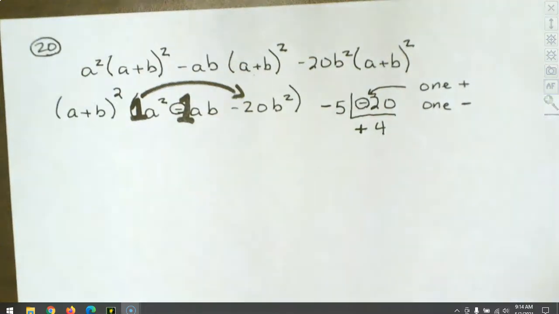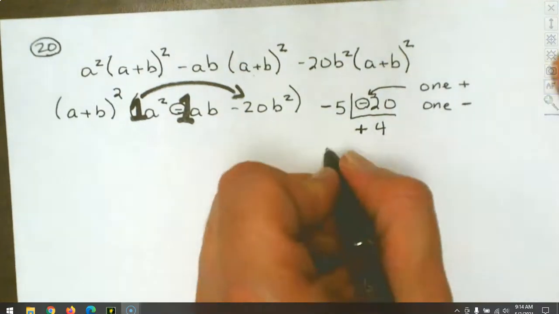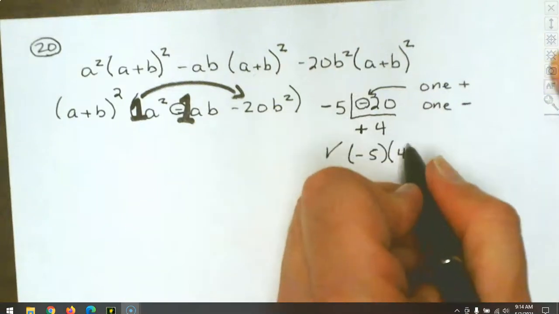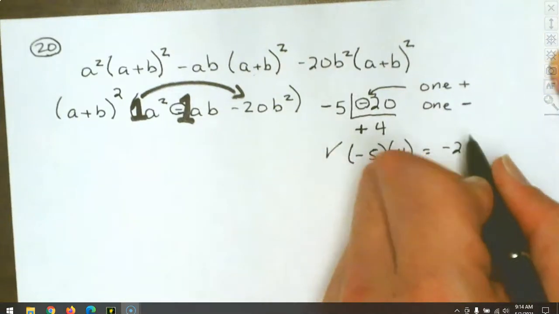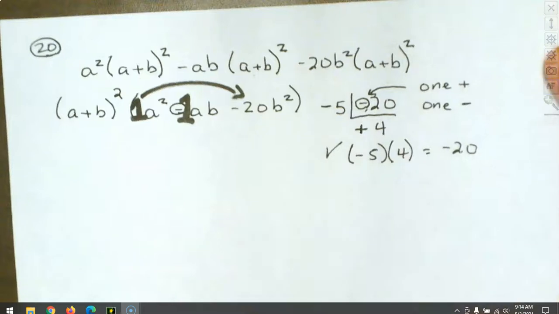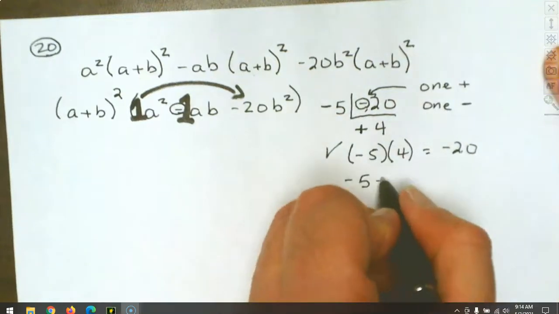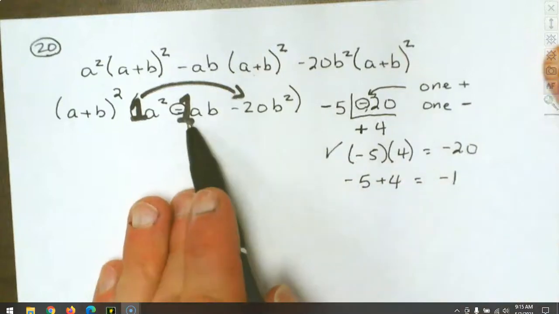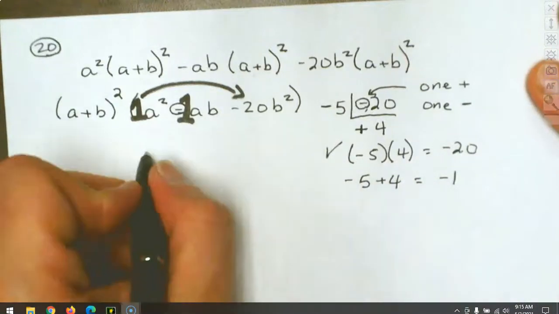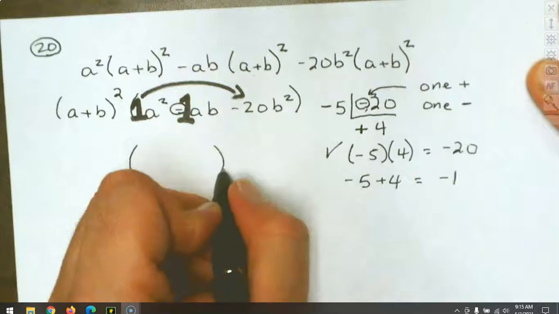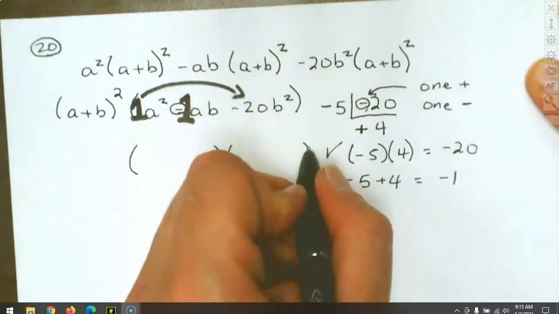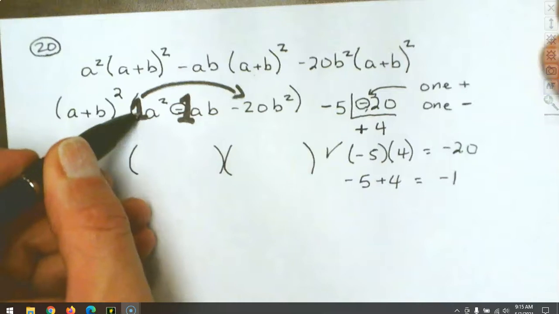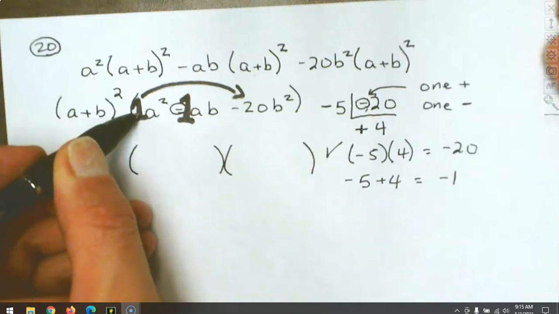So let's go ahead and see if it works. We talked about it. Let's check it real quick. Negative 5 times 4. Negative 20. That matches. Minus 5 plus 4. That's negative 1. That matches. Almost done. We don't have to do grouping because of this 1. If it was any other number, we would have an extra step. This one does not.